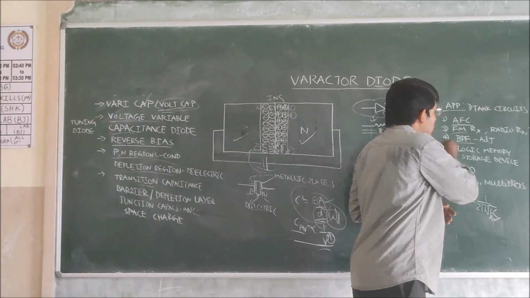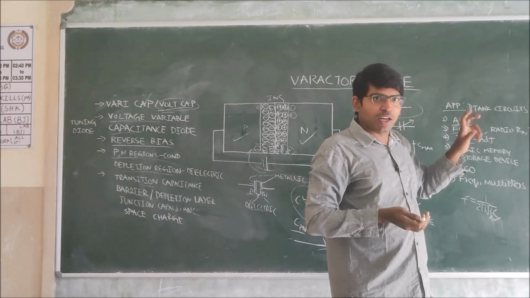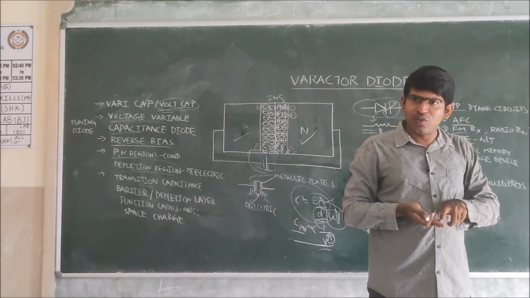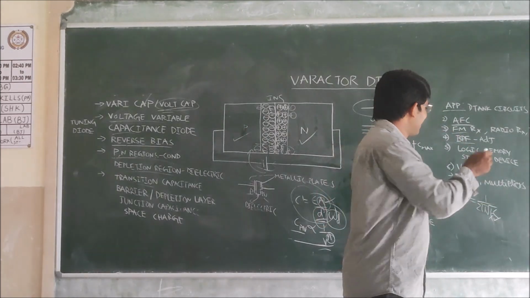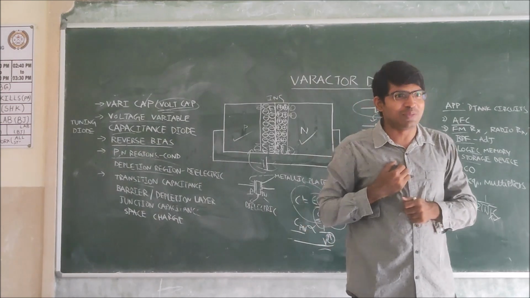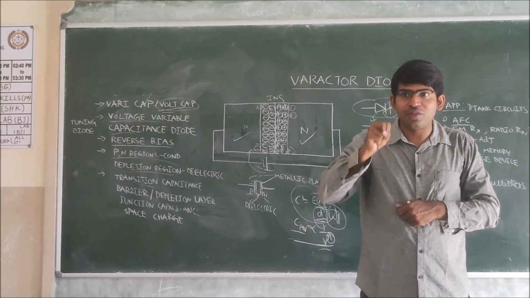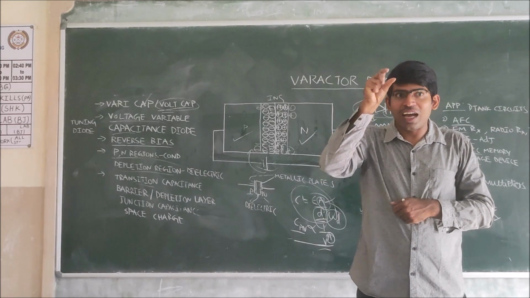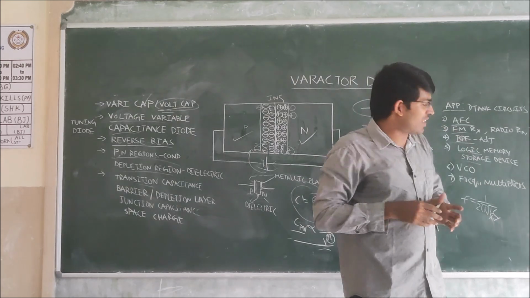And you can use it in adjustable band pass filters. What is a low pass filter, what is a band pass filter, what is a high pass filter, these concepts you will learn in the second year. You can use it in logic memory storage devices. We discussed capacitor is used as a voltage storage device, so you can use it as a logic memory device. You will learn this in second year digital electronics.